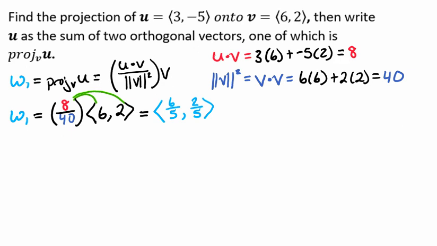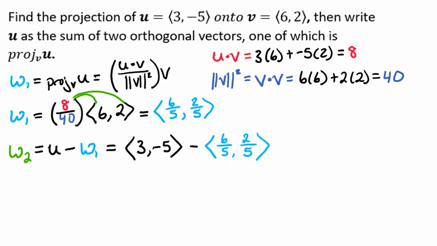Now our other component is going to be W2, which recall we said was going to be our vector u minus our vector W1. And so we can go ahead and plug those in. And so we have 3, negative 5 minus 6 over 5, 2 over 5. Now if we take 3 and we subtract our 6/5, we're going to get 9/5. And if we take negative 5 and we subtract 2/5, we're going to get negative 27 over 5. And so now we have our W2. And now we have both vector components.